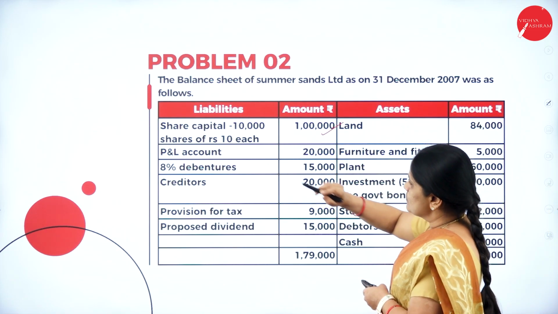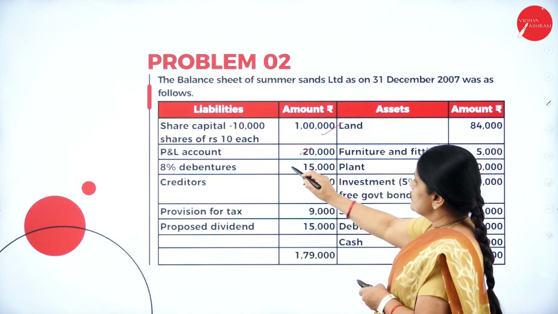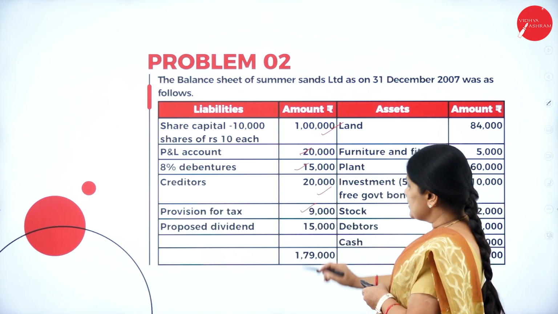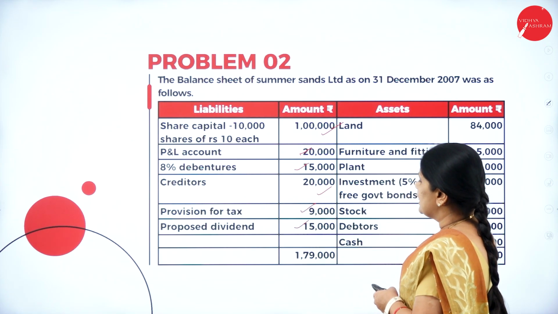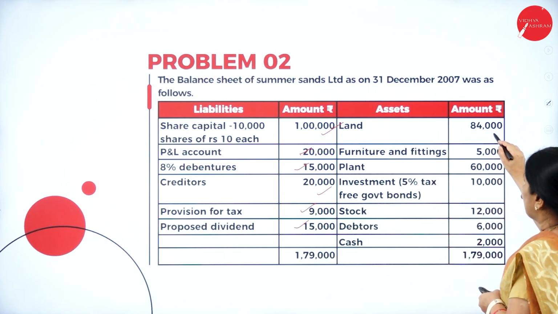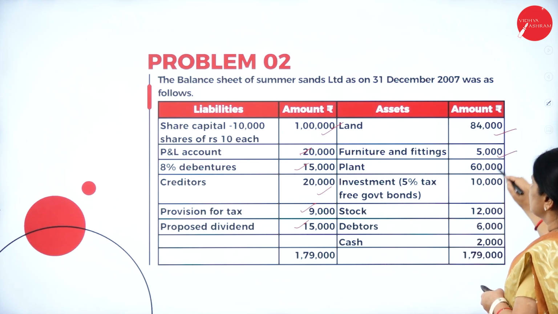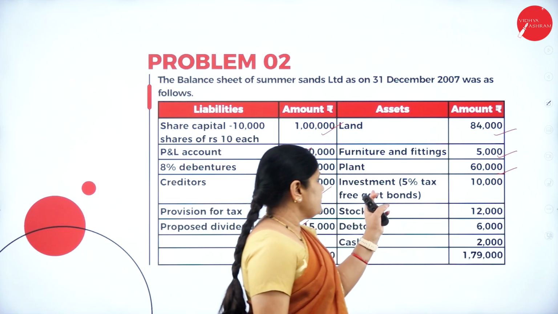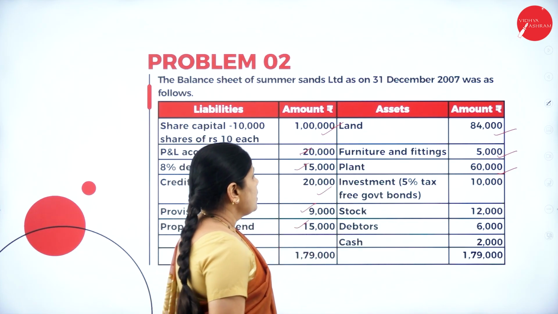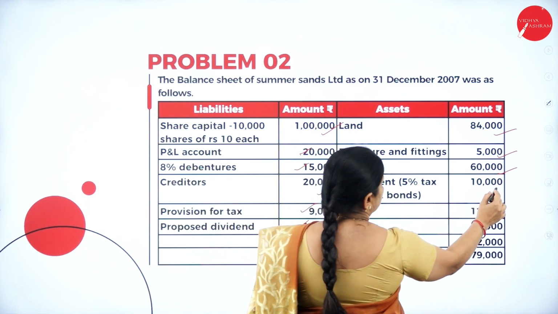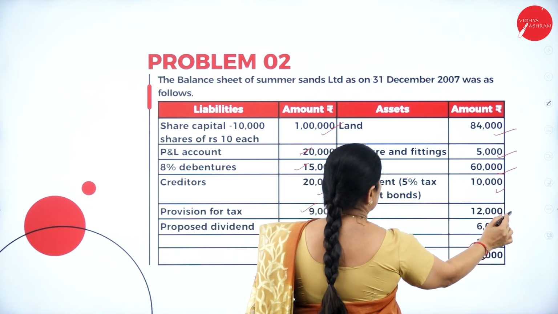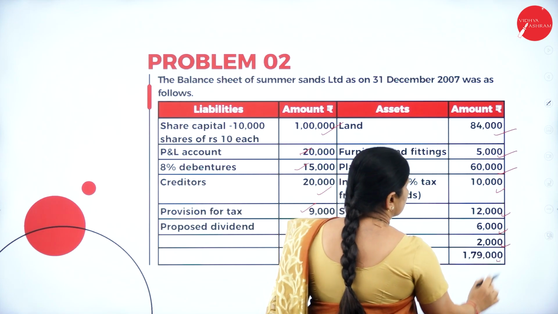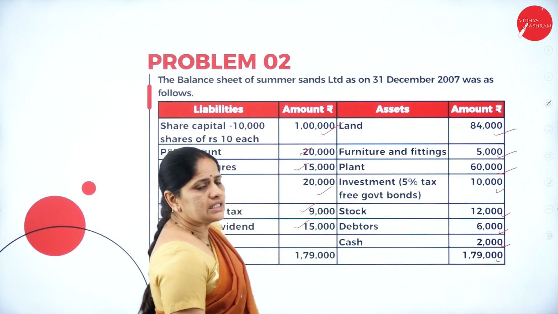Again, share capital is 1 lakh, P&L account 20,000, debentures 15,000, creditors 20,000, provision for tax and proposed dividend 15,000. So the land 84,000, furniture 5,000, plant 60,000, then investment 5% tax-free government bonds 10,000, stock 12,000, debtors 6,000, cash 2,000, total is 1,79,000.